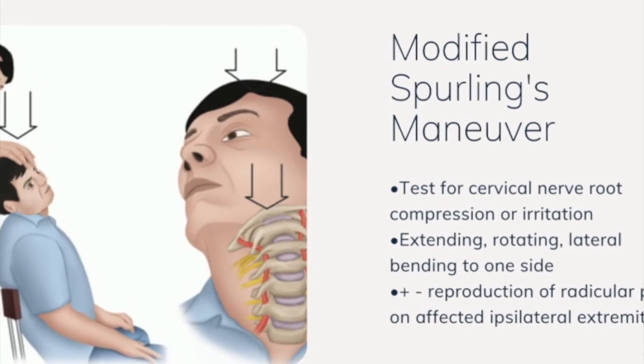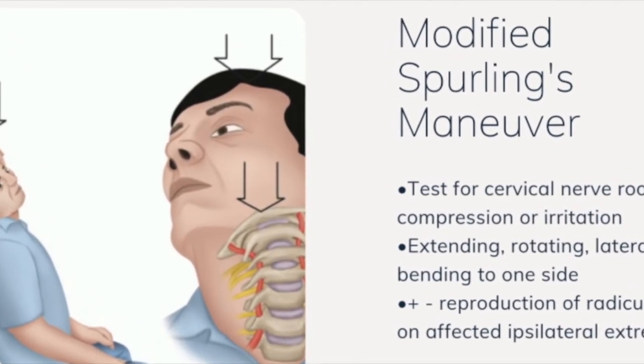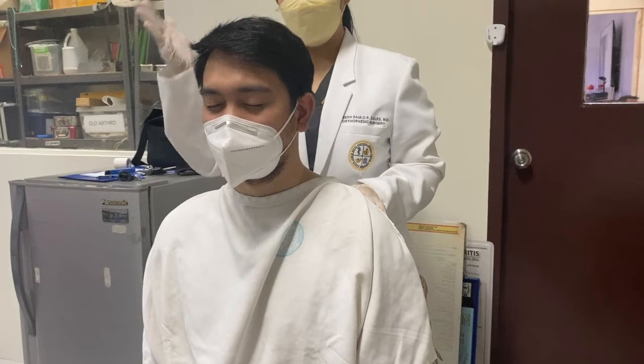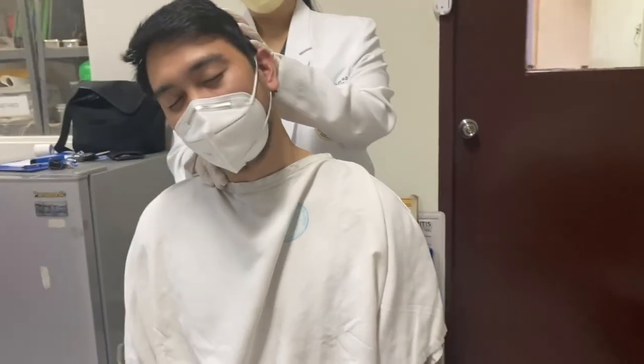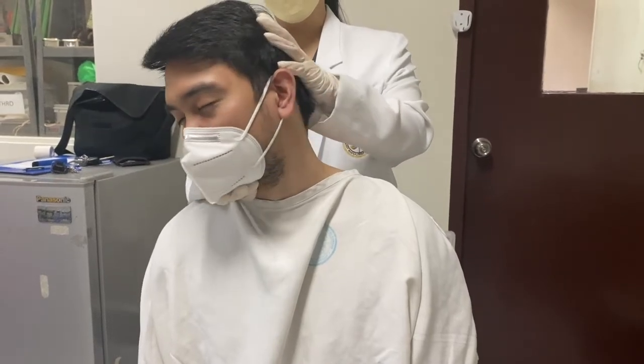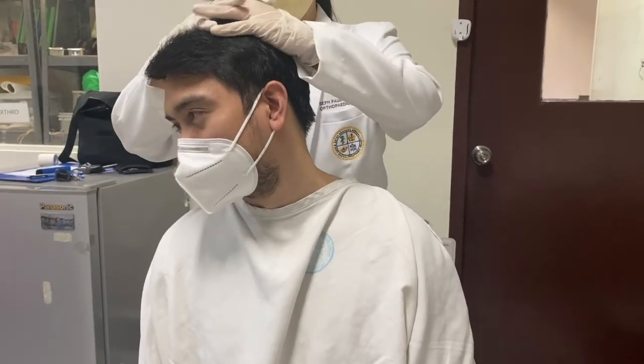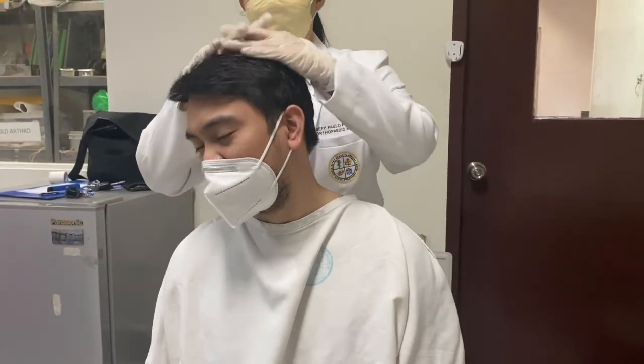The modified Sperling's maneuver is a test for cervical nerve root compression or irritation. A positive test is elicited by extending, rotating, and laterally bending the head to one side with reproduction of radicular pain into the affected ipsilateral extremity.